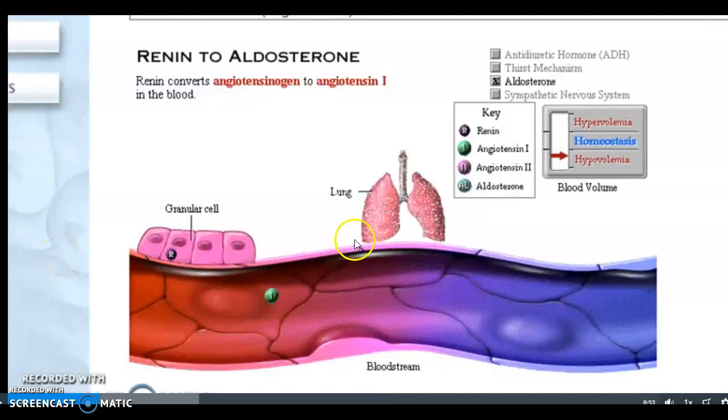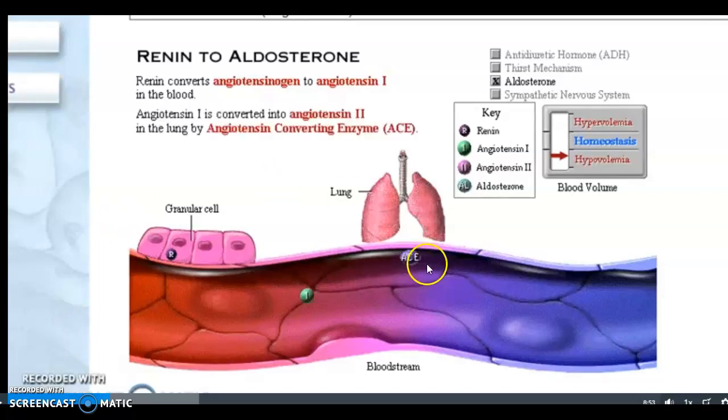Angiotensin I will circulate to the lungs, where there's an enzyme called ACE, angiotensin converting enzyme. The angiotensin I will be converted to angiotensin II in the lungs by the angiotensin converting enzyme. Now maybe you've heard of ACE inhibitors, so that'd be something that would prevent that from happening.